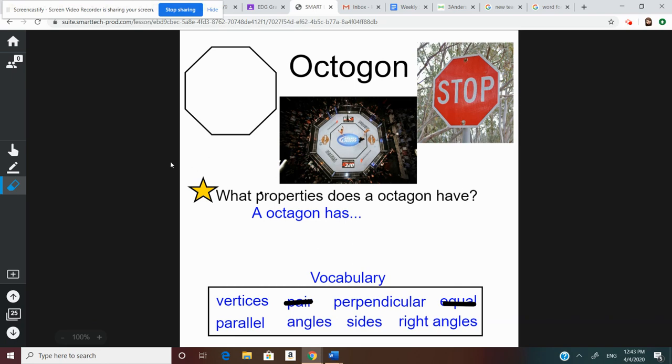All right, last one for today. We are going to be talking about the octagon. Now, I know you've seen this shape before. The stop sign is an octagon. So what do you think an octagon is?